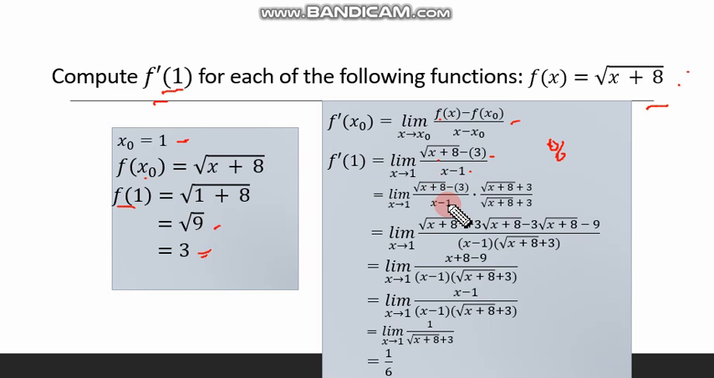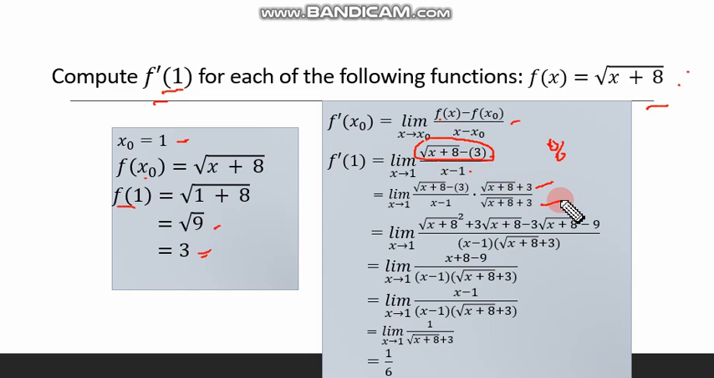Now to get the value of this one, since there is a radical sign here, we will multiply it with a conjugate to get the value of the limit. So the square root of x plus 8 minus 3, the conjugate to multiply both in the numerator and the denominator is the square root of x plus 8, this time plus 3. So we will multiply that on our numerator and denominator, square root of x plus 8 plus 3.